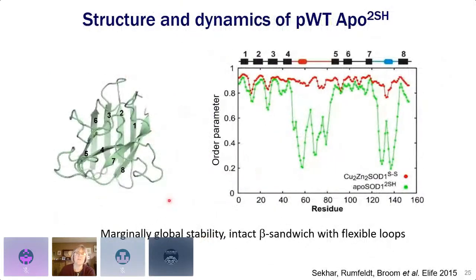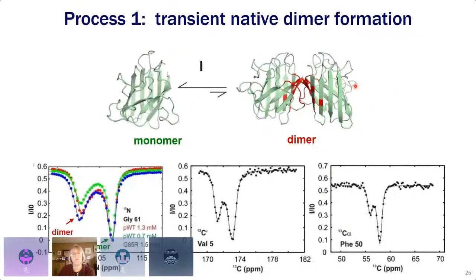So in terms of the reduced apo monomer, it's marginally stable globally, thermodynamically. I'm not showing you the data for that. And from further NMR analyses, we know the beta strands are intact, but these loops are flexible. So can we do more than just look at an order parameter? Here we use different kinds of experiments to detect rarely populated states.